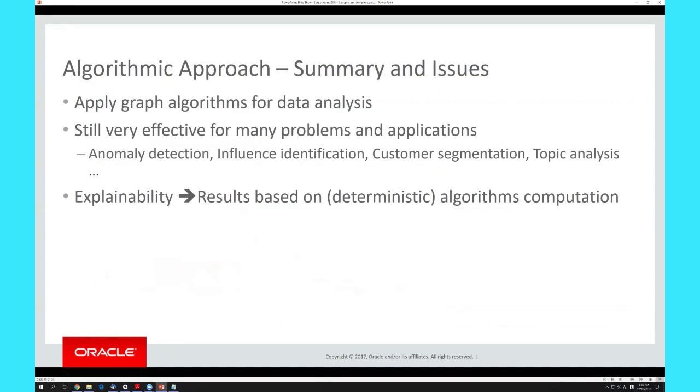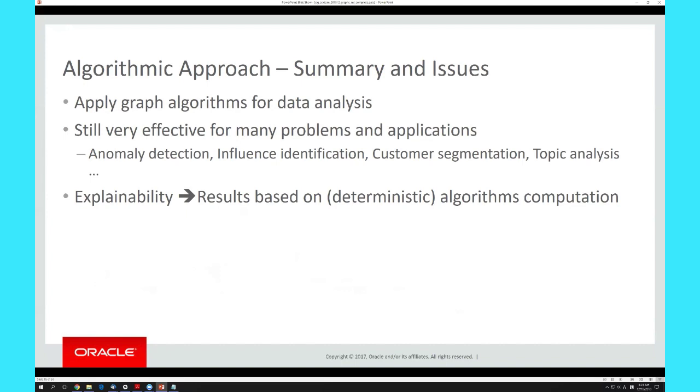So what is the summary up to this point? The classical application of graph algorithms is this: you have your data set, and we create a graph out of it. Then we apply a graph algorithm to answer a very specific question. The algorithm is deterministic, and you don't need any kind of pre-training beforehand. You don't have any cold start problem at all. It just computes what you want to find and gives the result. And it has been very effective for many problems and applications.